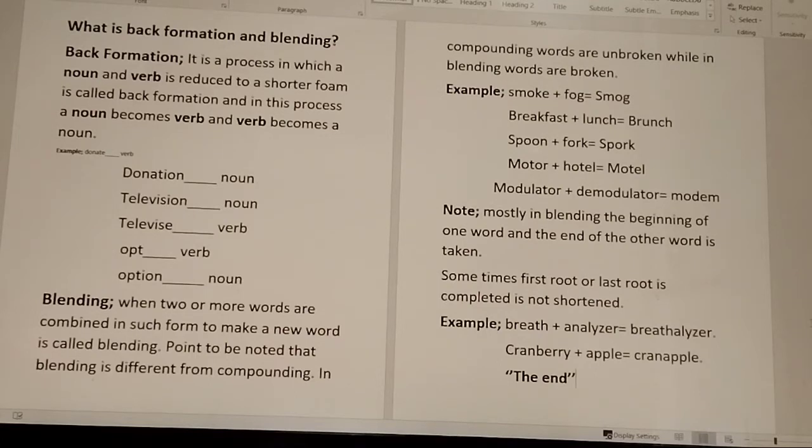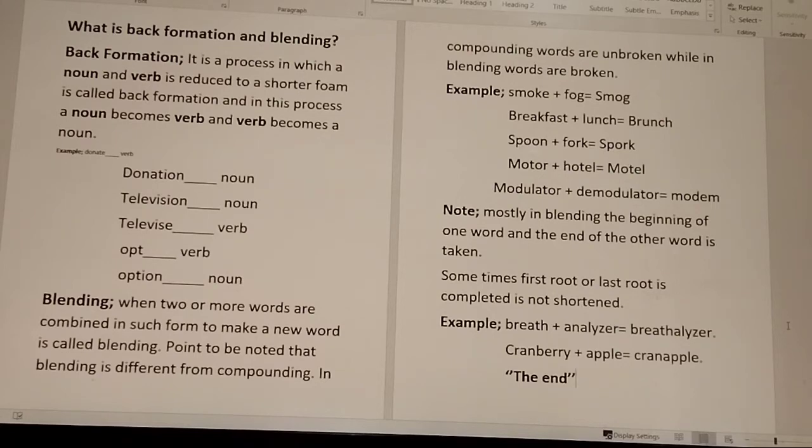What is blending? When two or more words are combined in such a form to make a new word, it is called blending. Point to be noted: blending is different from compounding. In compounding, words are unbroken, while in blending, words are broken. This is the main point that should be remembered. For example, smoke plus fog is equal to smog.